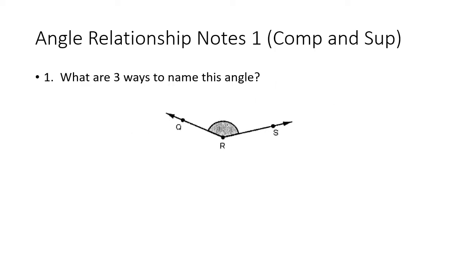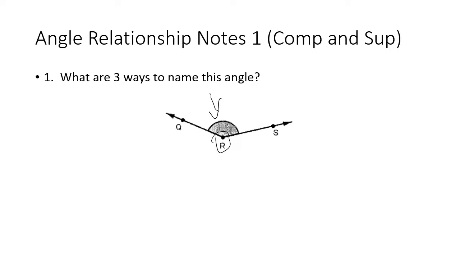So these are going to be the first set of notes on angle relationships, talking about complementary and supplementary. We're going to start off with some basics on how to name angles. The first thing we're going to look at is this angle here, and we're going to talk about 3 ways to name this angle. The first way is the most obvious way, which is where the vertex is. Now the vertex is where this actual angle occurs right here, and the point at which that occurs can be used as a name typically.